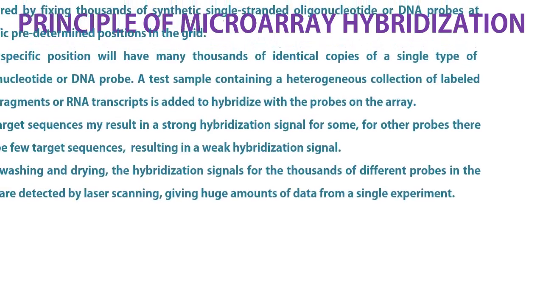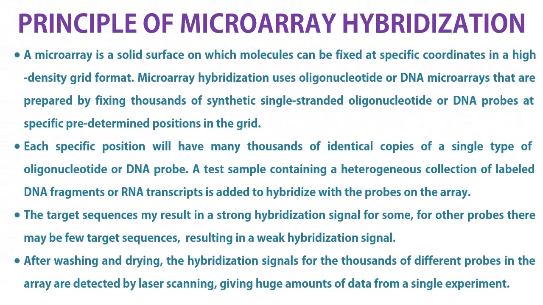Principle of microarray hybridization. A microarray is a solid surface on which molecules can be fixed at specific coordinates in a high-density grid format. Microarray hybridization uses oligonucleotide or DNA microarrays that are prepared by fixing thousands of synthetic single-stranded oligonucleotide or DNA probes at specific predetermined positions in the grid. Each specific position will have many thousands of identical copies of a single type of oligonucleotide or DNA probe.